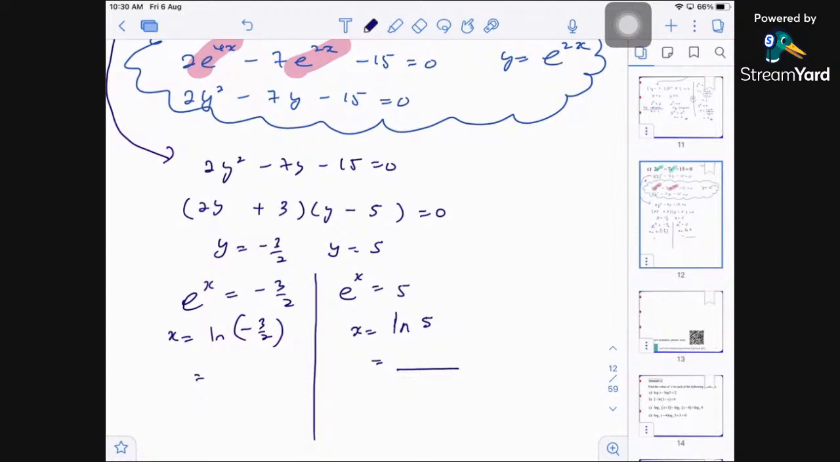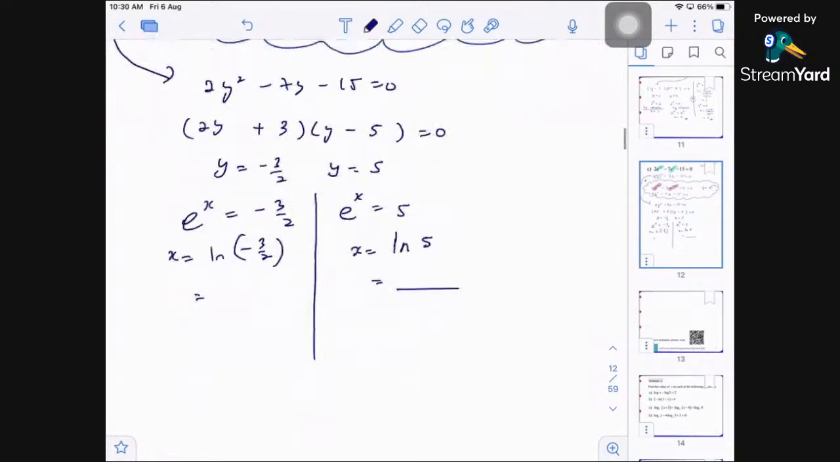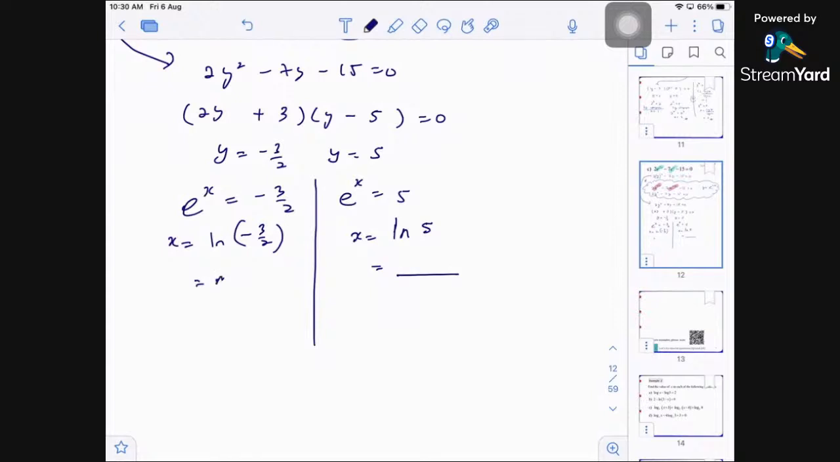Please let me know what you get over there. Maths error. Mengapa dapat maths error? Ln of negative never exists lah. Okay, this one does not exist. Log or ln of negative does not exist. So this one we have to reject lah.